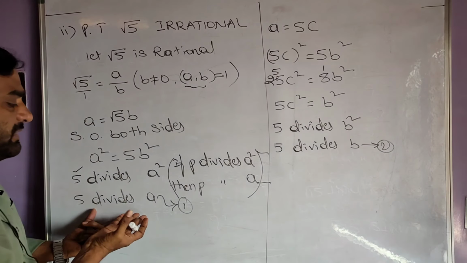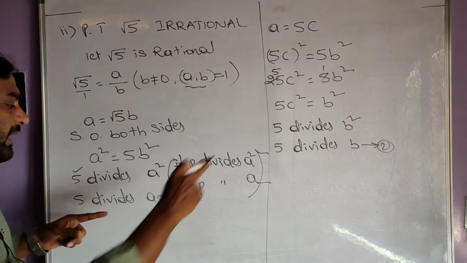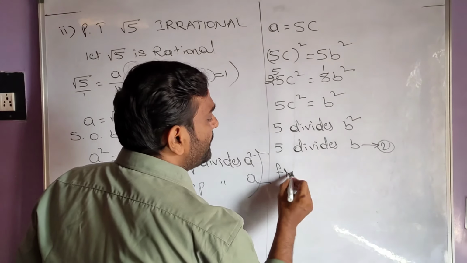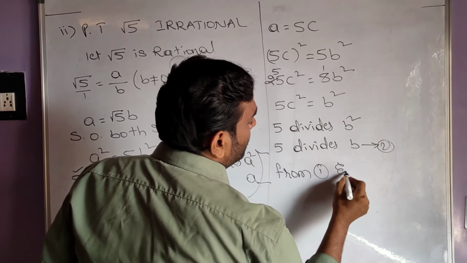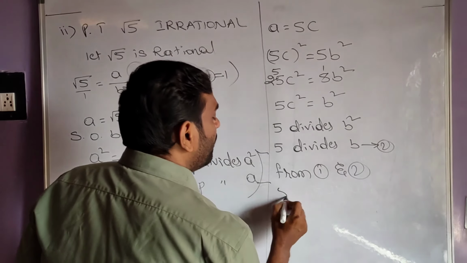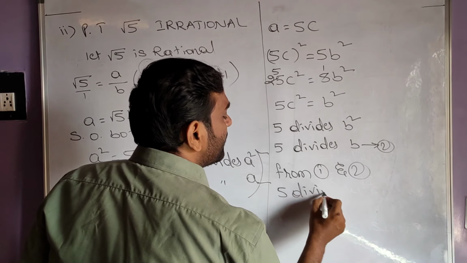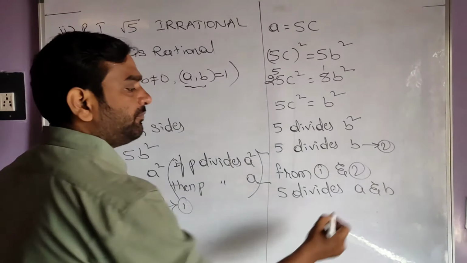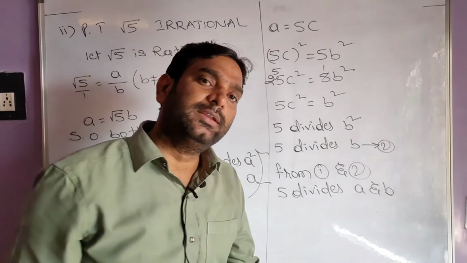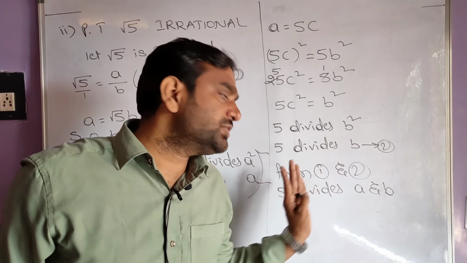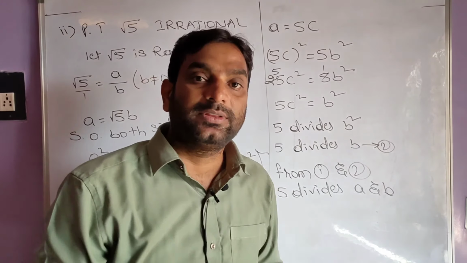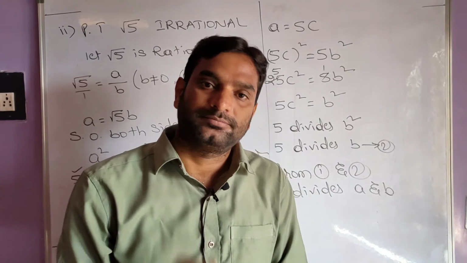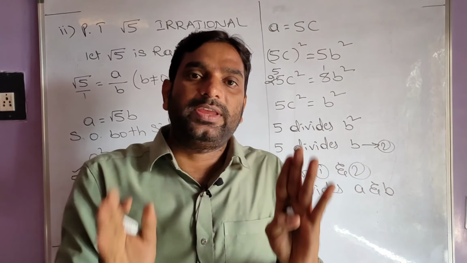Listen, here we got the first statement, and that's the second. By these two, 5 divides a, 5 divides b. From statements 1 and 2, 5 divides a and b. That is nothing but 5 is a common factor of a and b. Is it clear? 5 is a common factor of a and b.